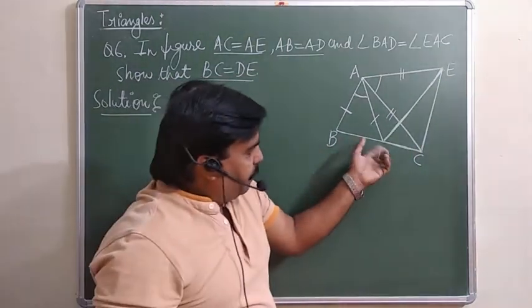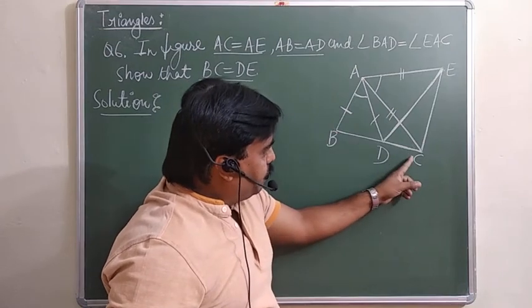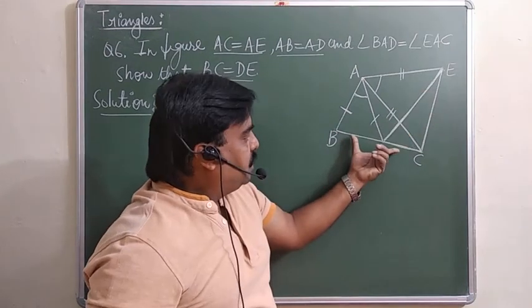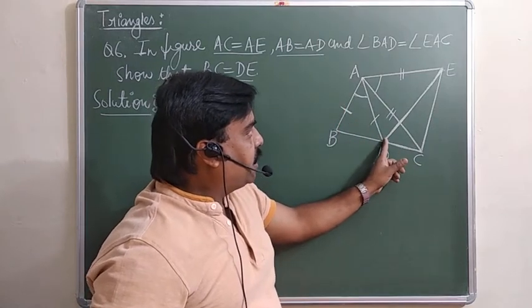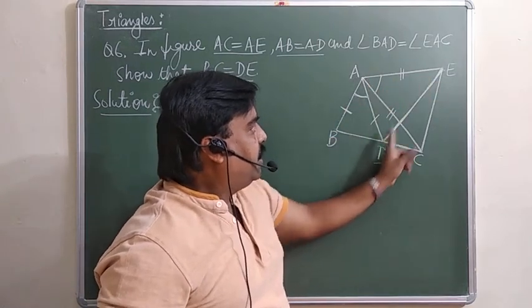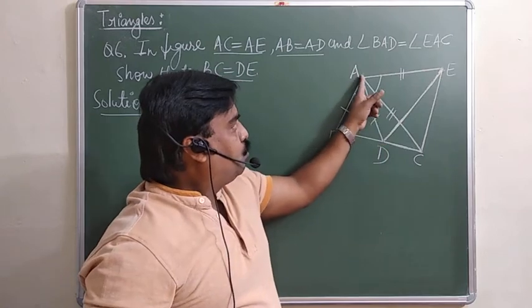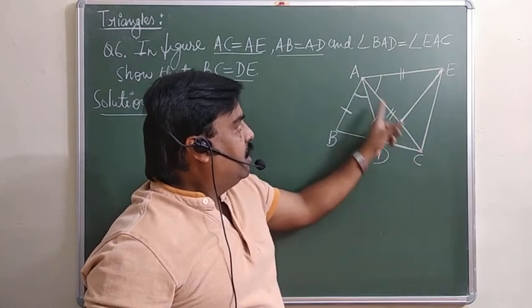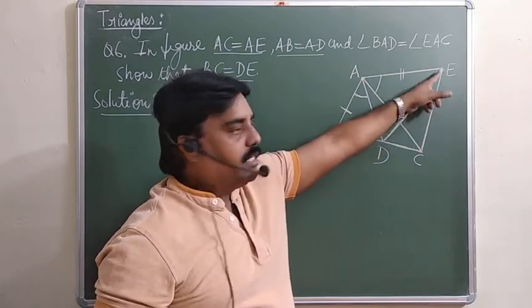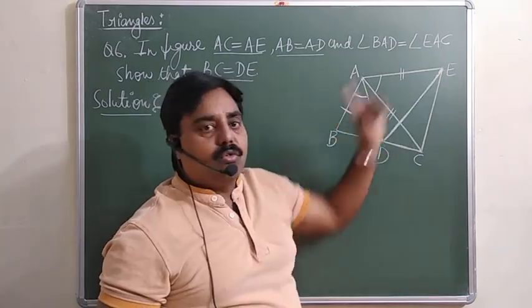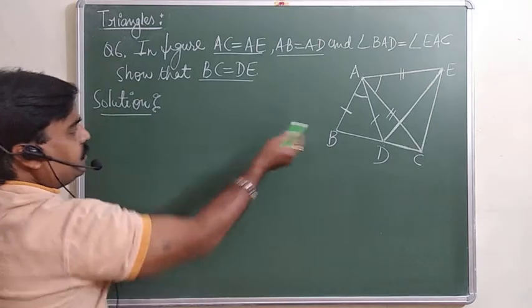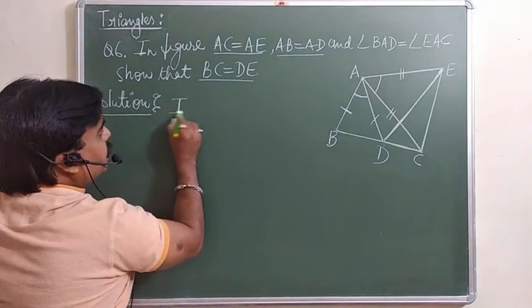So now see, the important concept is that we want to prove that BC is equal to DE. So BC side is in which triangle? In triangle ABC, and DE side is in triangle ADE. It means you are supposed to prove the triangle ABC is congruent to triangle ADE. This means we are supposed to make triangle ABC and triangle ADE congruent. So directly, I am taking that you want to make these two triangles congruent.